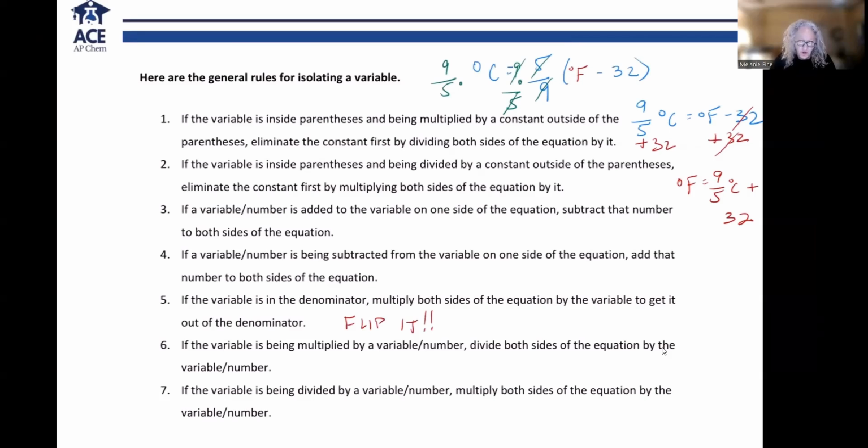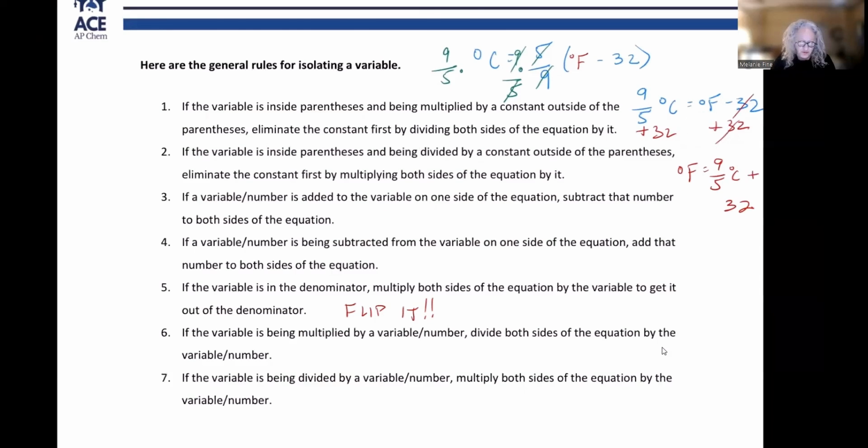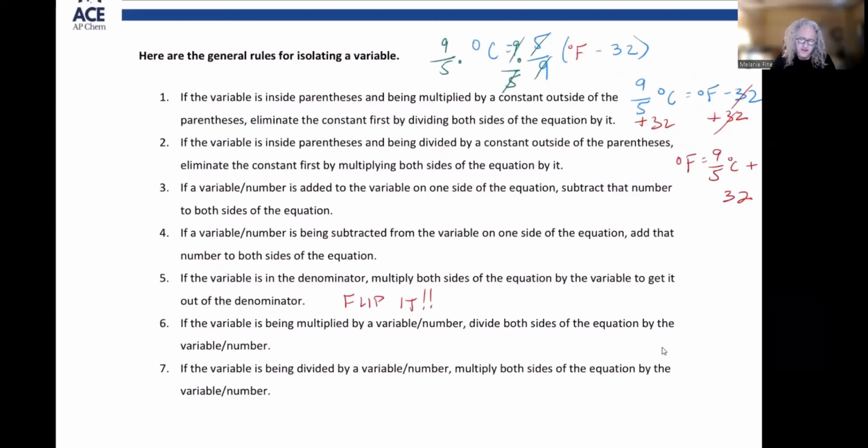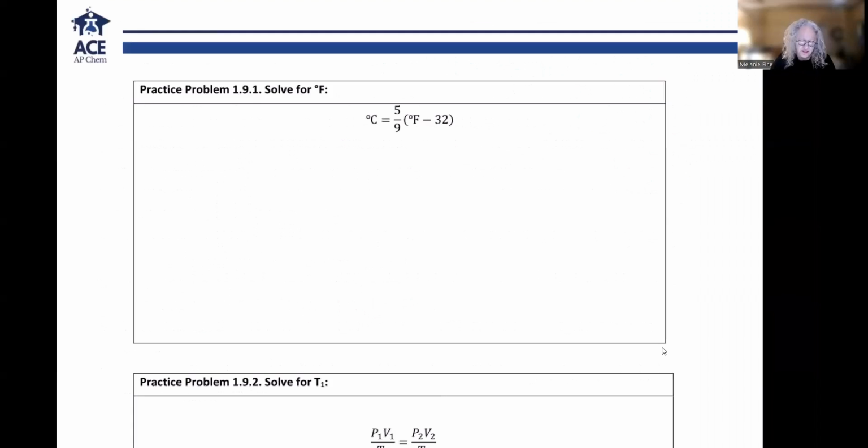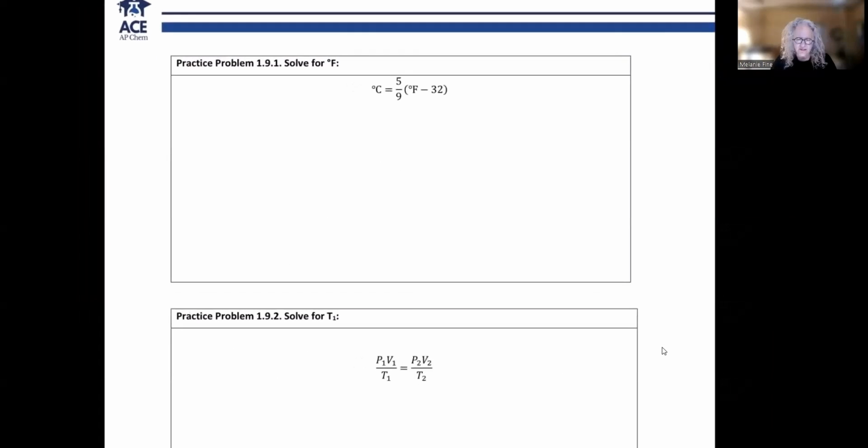If the variable is being multiplied by a number or another variable, divide both sides of the equation by a variable or a number. And if the variable is being divided by a variable or a number, we're going to do the opposite. To isolate the variable, we're going to multiply by that variable or number. You see, it's a lot of steps. I tried to encompass everything in this, but I'm sure there are case scenarios that I wasn't thinking of when I wrote this.